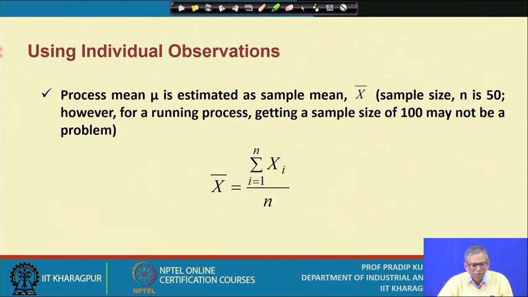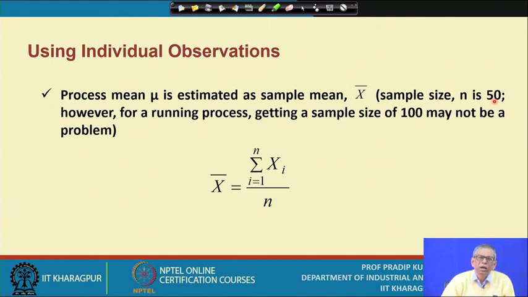Here the process mean mu is estimated as the sample mean, and the notation is x bar. You refer to the x bar control chart, and you will find that this notation is used. The sample size n is restricted to 50, though sometimes we say that n greater than or equal to 30 may be considered a large sample.